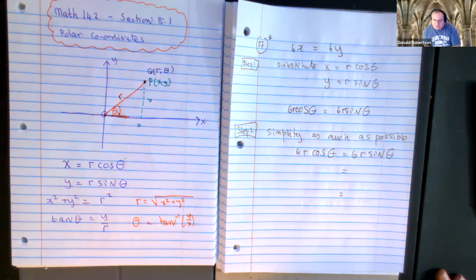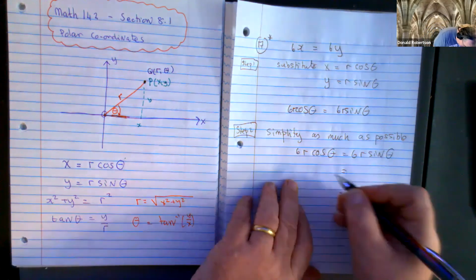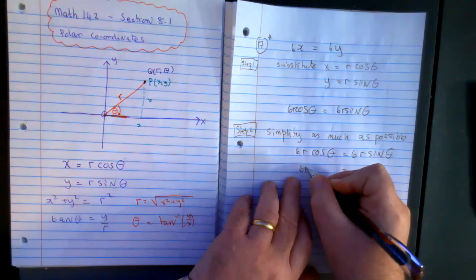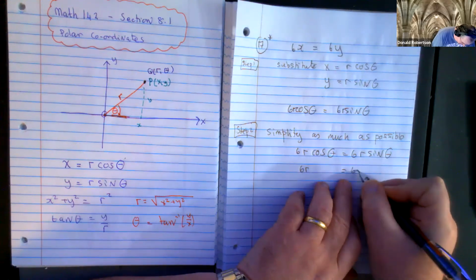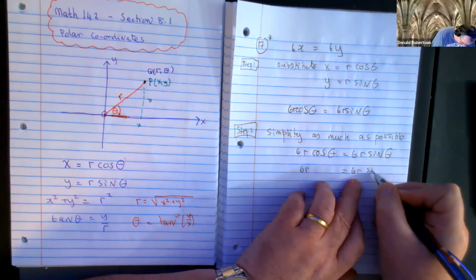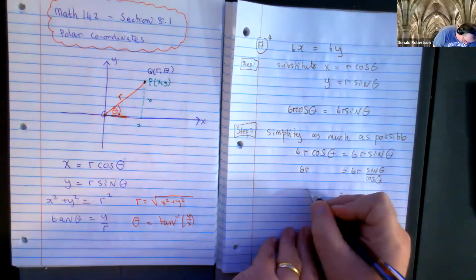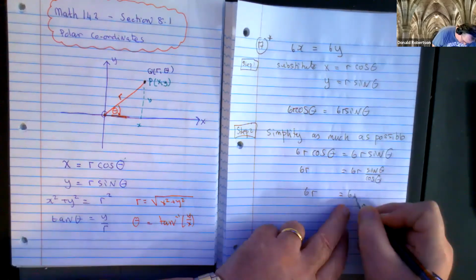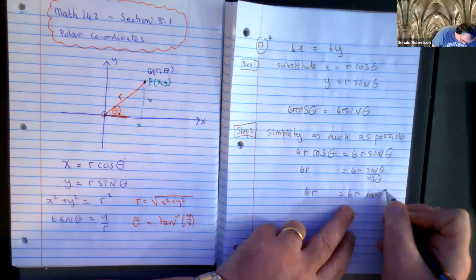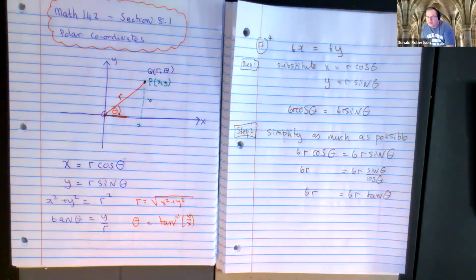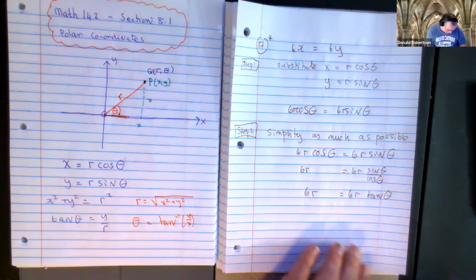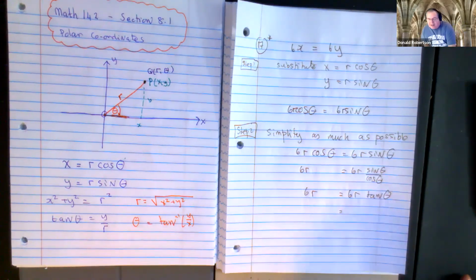You could divide both sides by cosine. Oh, I like it. So 6r is equal to 6r, and I'm going to write it down, even though some of you might already know what that is. So I've now got 6r equals 6r tan theta. That's a good start. Anything else you can do to both sides? There is something you can do to both sides. What is it?